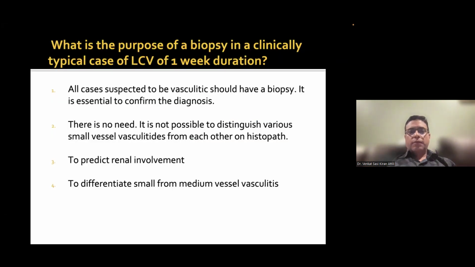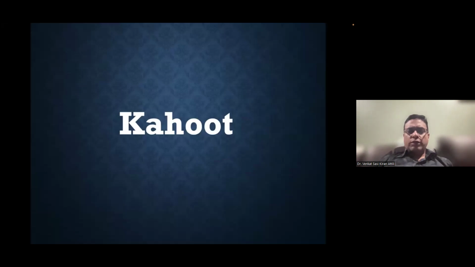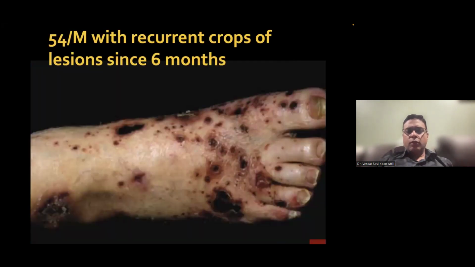In a case of leukocytoclastic vasculitis less than 1 week, often these are self-resolving cases and a biopsy is not indicated. Because it's not possible to distinguish between various small vessel vasculitis, and you cannot predict renal involvement, and you don't really need to differentiate small from medium vessel, especially when you don't have any signs of a medium vessel vasculitis in this particular case. But even otherwise, most are self-resolving. So why do you want to do a biopsy unnecessarily? You don't need to confirm the diagnosis always. It's a typical clinical presentation.